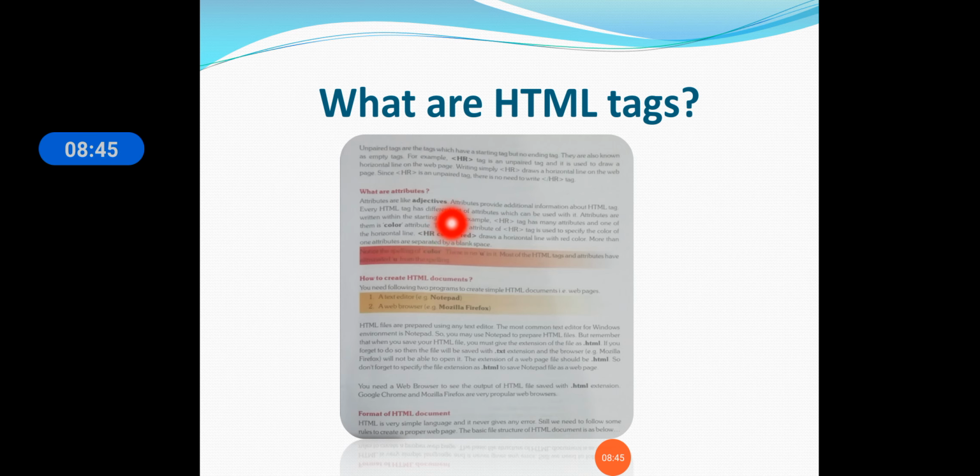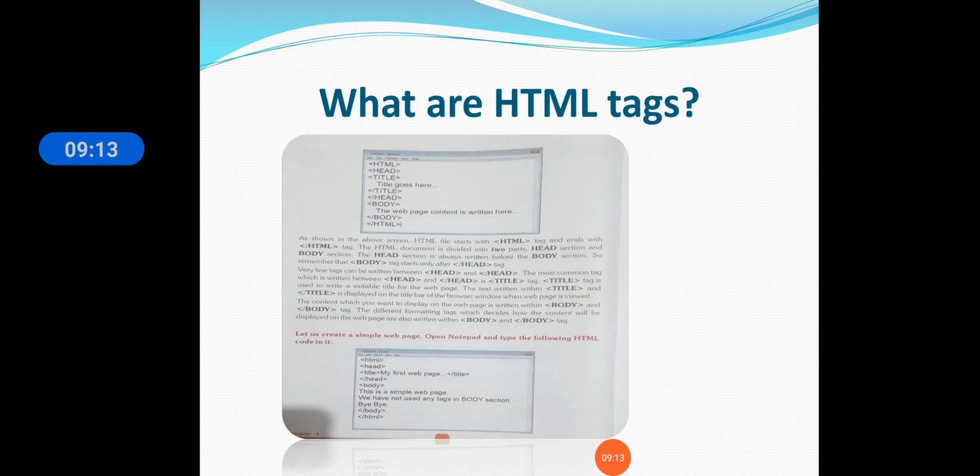Then we have seen the attributes. Attributes are like adjectives; they provide the color and other details. If you want to make the color red, to highlight anything, it is used. When you save the HTML document, it must be saved with the .html extension, and you can see the output of the HTML document in the web browser.